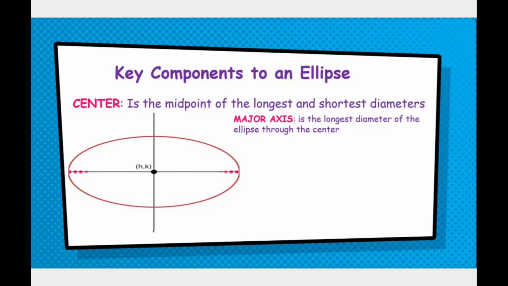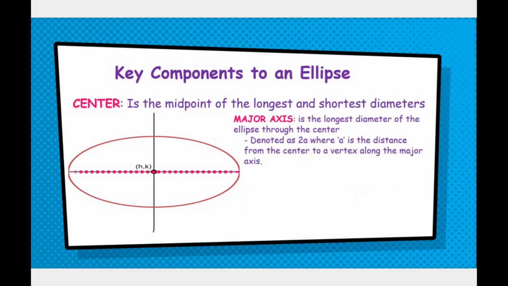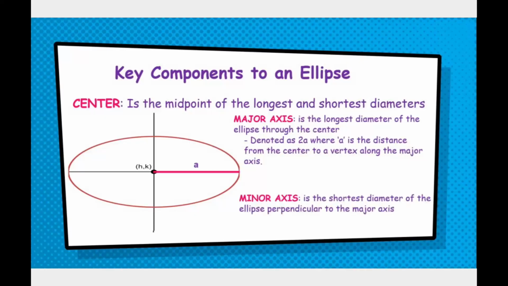We have a major axis and a minor axis. The major axis is the longest diameter. So that would be this piece right here. That's called our major axis. We denote that as 2a, where a is the distance from the center to one of the vertices along the major axis. We can do the other side as well, but just from the center to one of the vertices, that's what we would call a. 2a would be the whole thing.